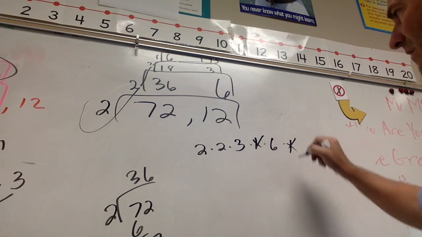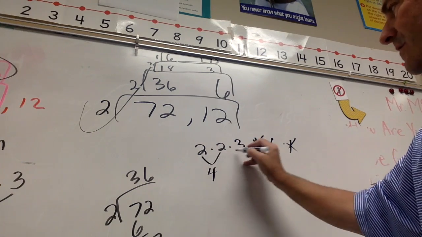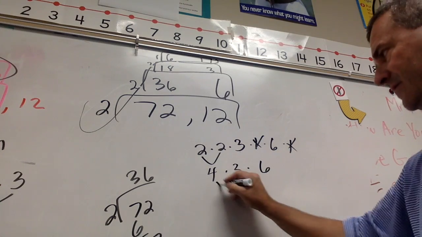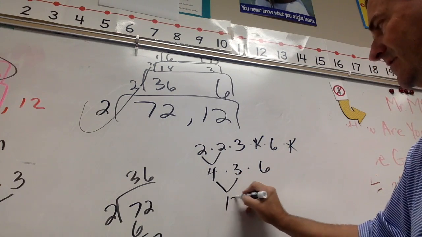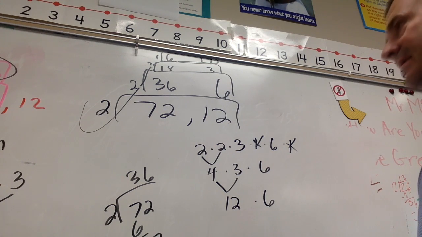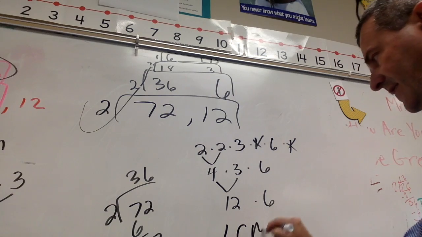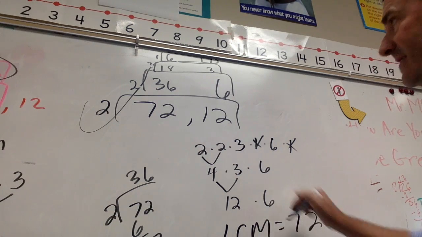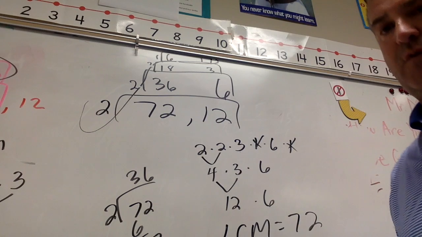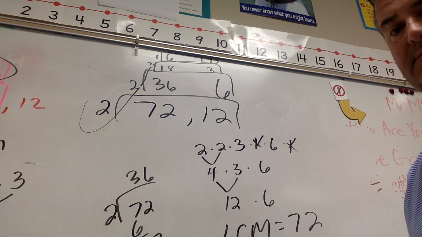Who cares about the 1s? So 2 times 2 is 4. 4 times 3 times 6. So 4 times 3 is 12. And 12 times 6 is 72. So our LCM is 72. If I skip counted by 12s, 18s, and 24, I would hit 72. Okay?